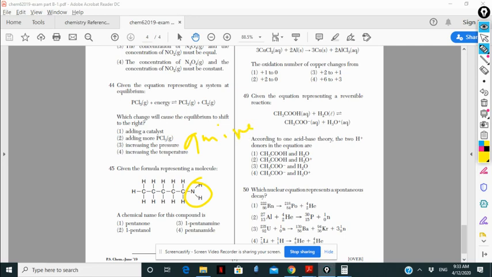Now I'm going to count the carbon: 1, 2, 3, 4, 5. 5 means pentane. And for the position of the nitrogen, if I count from either end, I'm taking the least number, so the amine group is on carbon number 1, and it has 5 carbons, which is pentan. Sorry, 5 means penta, so it's 1-pentanamine, so the answer must be number 3.